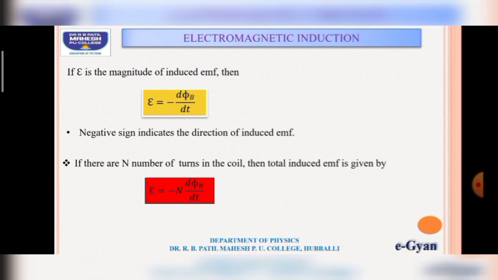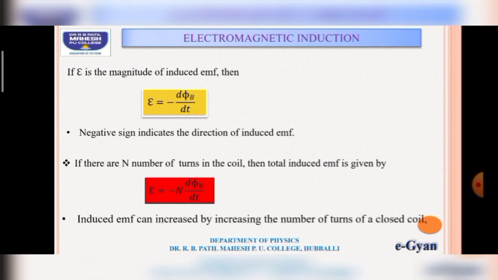Here, if there are n number of turns, then the total EMF induced in the coil is given by this expression. By this expression, we can say that we can increase induced EMF by increasing the number of turns in the coil. This is the explanation for Faraday's law of electromagnetic induction.